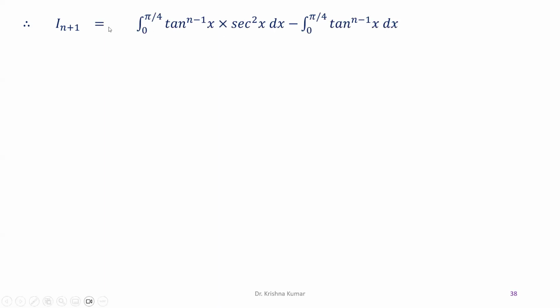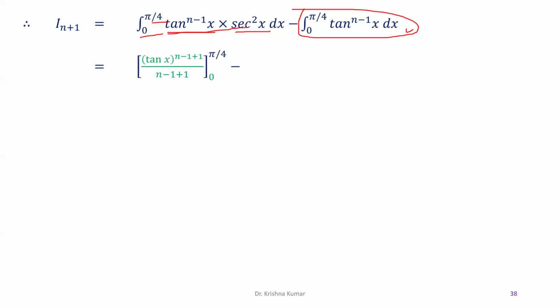Therefore, I_{n+1} is equal to the integration under the limit 0 to pi by 4 of tan to the power n minus 1 x into sec square x with respect to x, minus the integration of tan to the power n minus 1 x under the limit 0 to pi by 4 with respect to x. And we have already seen that this is nothing but I_{n-1}. And again, we can apply the same formula which we used in the last example: the integration of f(x) to the power n into f dash of x dx is equal to f(x) to the power n plus 1 upon n plus 1.